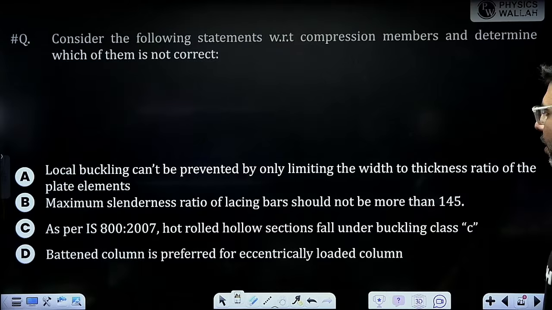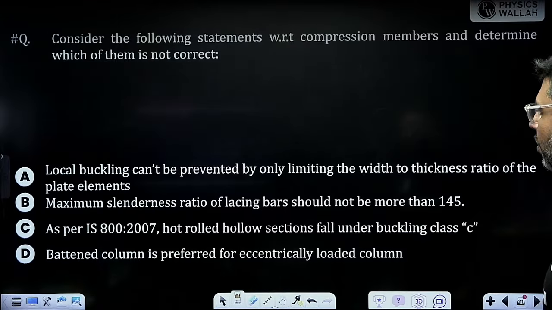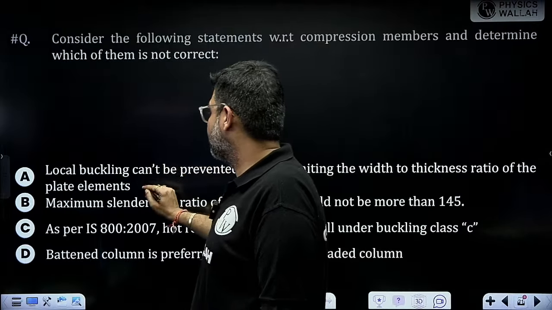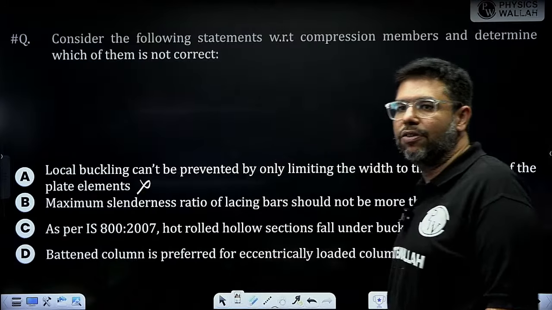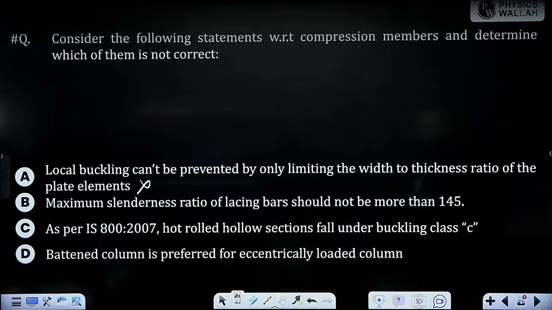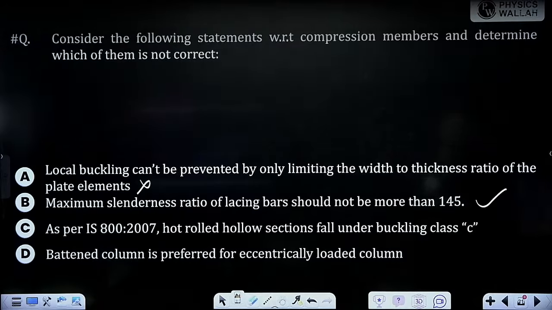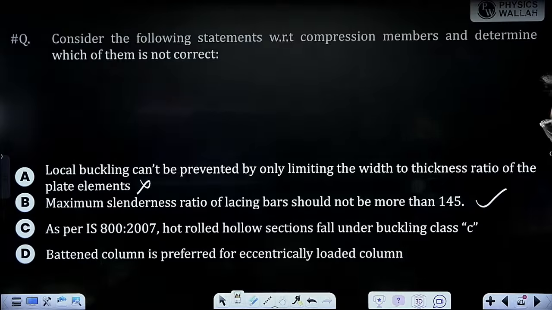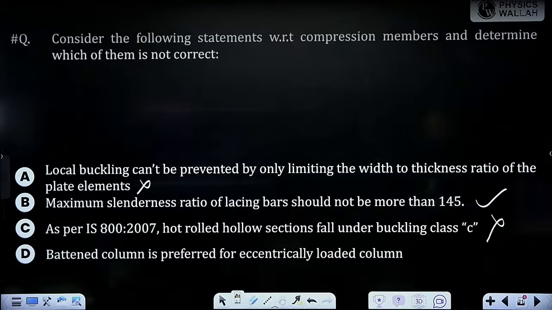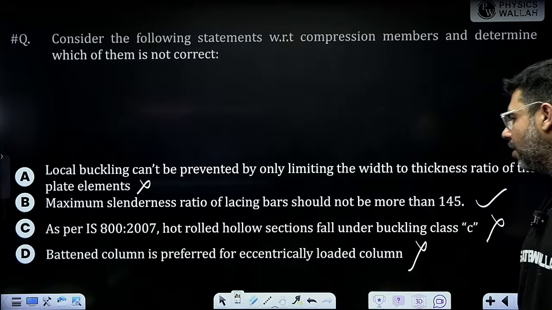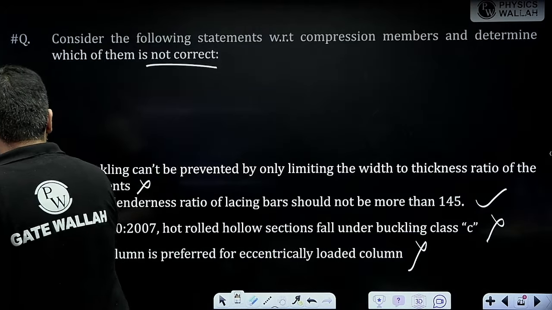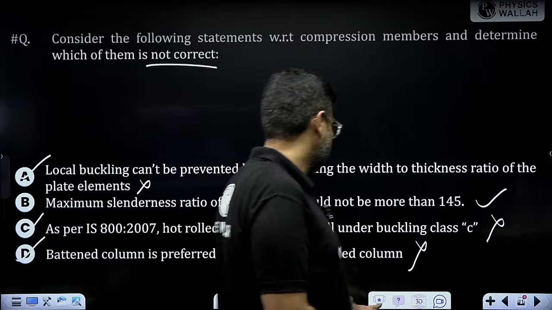So local buckling can be prevented by only limiting the width to thickness ratio of plate elements. Local buckling can be prevented. It is written can't. This is wrong. It can be prevented. It depends on width to thickness ratio only. Maximum slenderness ratio for lacing bar should not be more than 145. This is correct. Hot rolled hollow section fall under buckling class C. No, they fall under buckling class B. Battened column is preferred for eccentrically loaded column. No, there we prefer laced column. So A, C, D are incorrect statements. If you are giving me A, C, D as the answer, very correct.